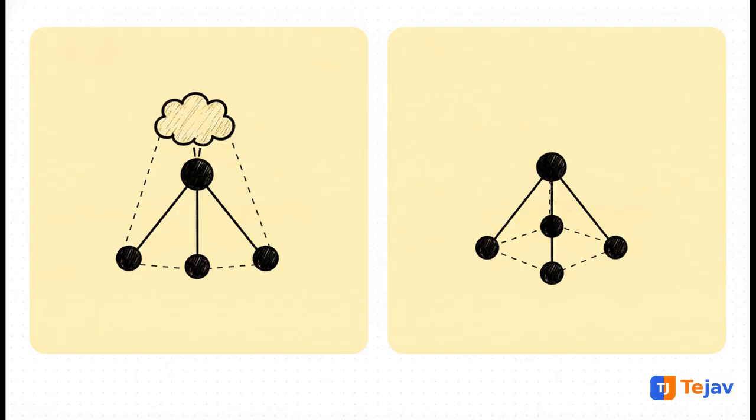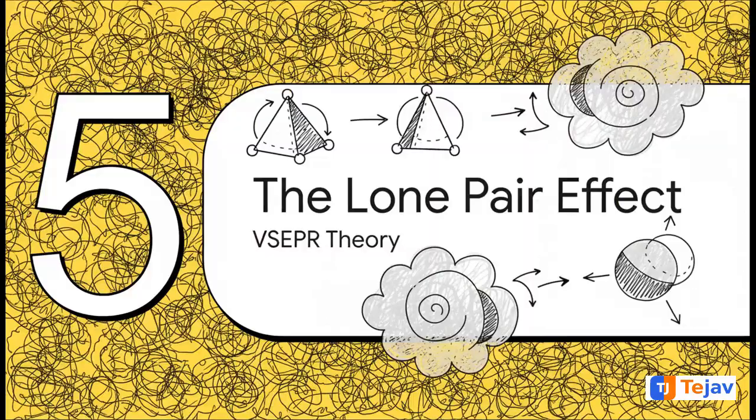Because there are 4 regions of electron density, 3 bonds plus 1 lone pair, the electron pair geometry is tetrahedral. But, and this is crucial, when determining the physical shape of the molecule, we ignore that invisible lone pair. So, based only on the 3 bonded atoms, the molecule itself looks exactly like a 3-legged trigonal pyramid. Remember this: tetrahedral for the electrons, trigonal pyramidal for the molecular shape.